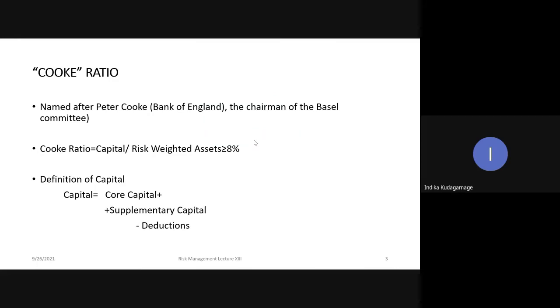Then as per Basel, we have something called capital adequacy ratio, which is called Cooke ratio. Why? It is named after Peter Cooke, the first chairman of the Basel Committee, who is the Chancellor of Bank of England. Right? We call it Cooke ratio, we call it capital adequacy ratio. The initial Cooke ratio was capital divided by risk-weighted assets, which should be more than 8%.